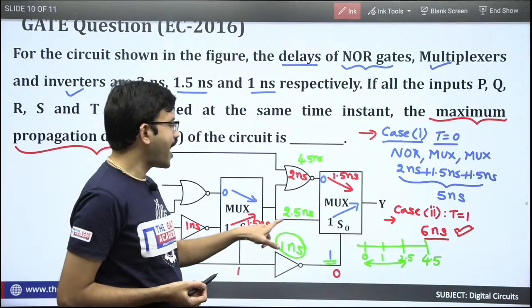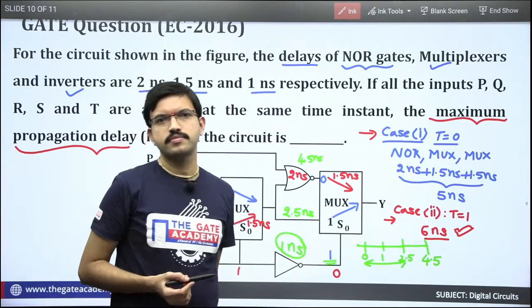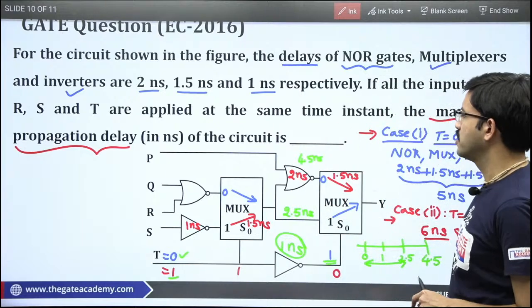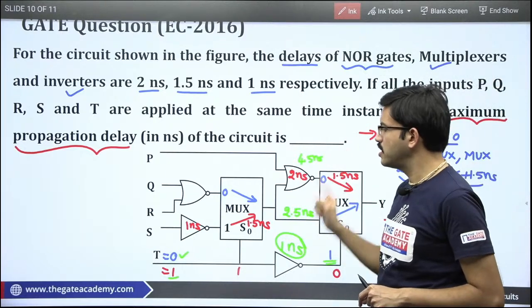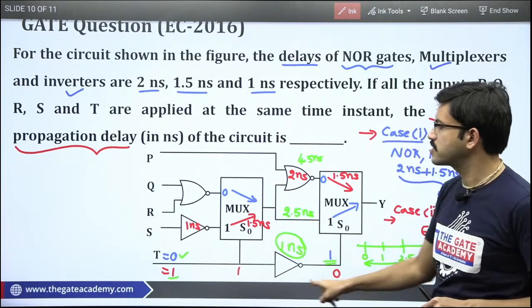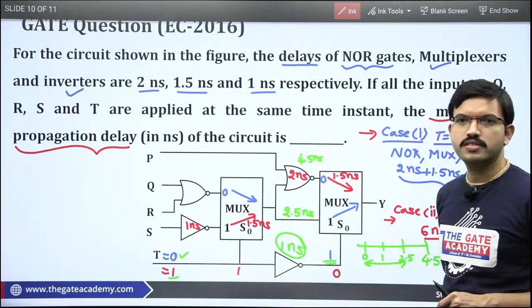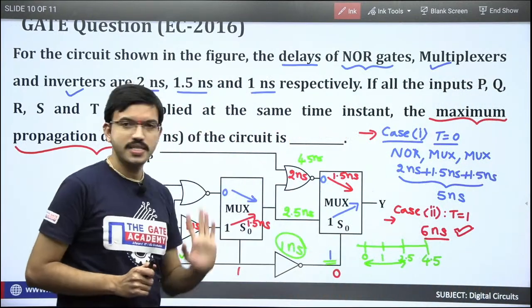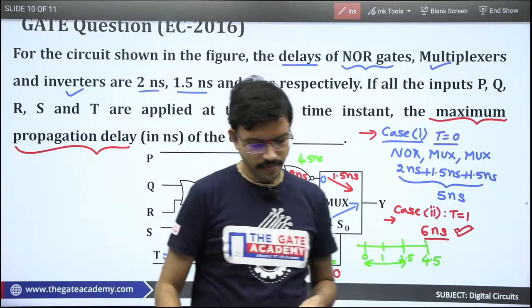So you need not add this 1 nanosecond separately. I hope it is clear for all the cases I have discussed. The answer for this question would be 7 if there is no inverter, if there is a direct connection between the two selection lines of these two muxes. But for this question the answer will be 6.